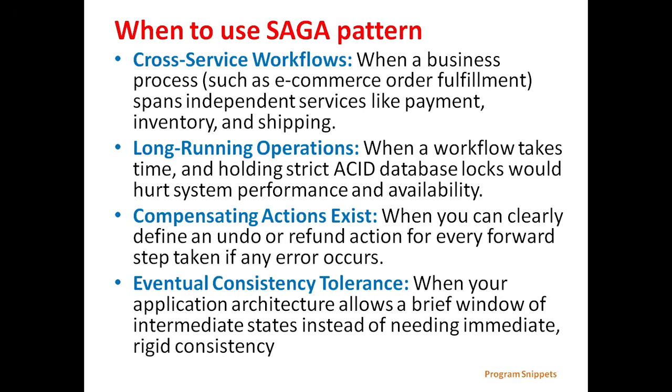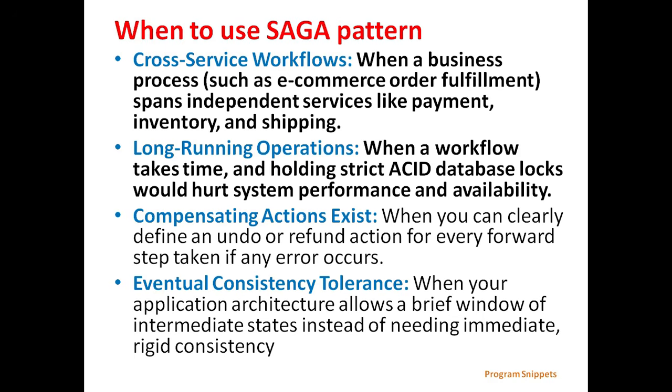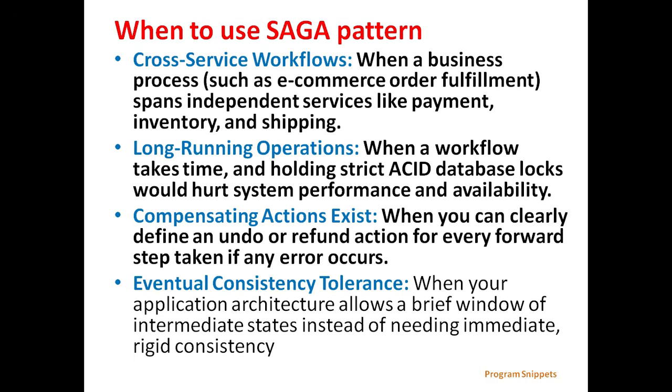There are different situations when you can use the SAGA pattern. First, cross-service workflows. When a business process spans independent services like payment, inventory and shipping. Then long-running operations. When a workflow takes time and holds strict ACID transactions, database locks would hurt system performance and availability. Then compensating action exists. When you can clearly define and undo a refund action for every forward step taken if any error occurs.